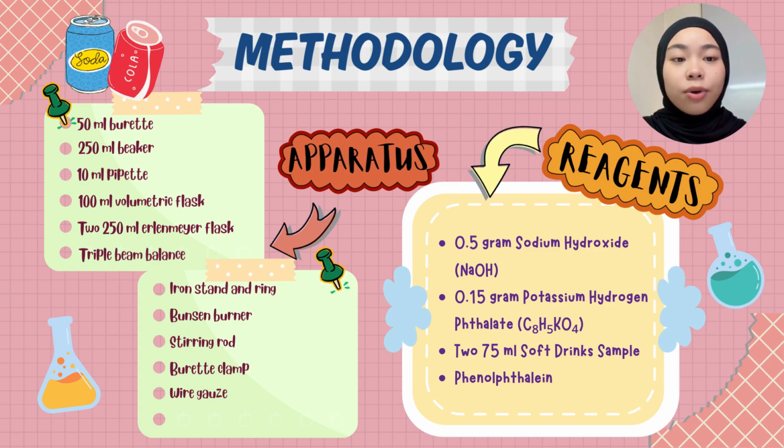The standardized NaOH solution was then slowly added from the burette until the solution changed from colorless to a permanent light pink color, indicating the end point of the titration. The titration was repeated 2 or 3 times for each sample to improve the accuracy and reliability of the results. Finally, the average volume of NaOH used was applied to calculate the molarity and concentration of citric acid in each soft drink sample.